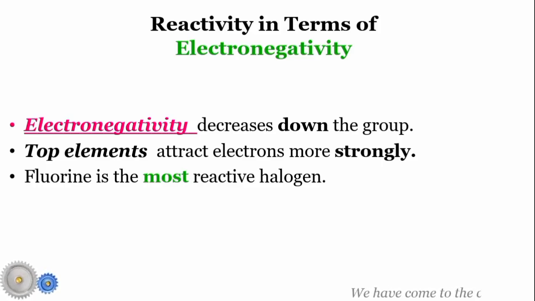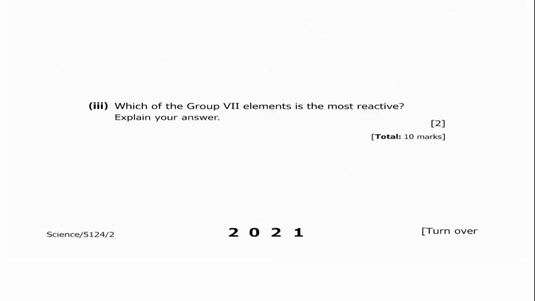To appreciate the importance of what we have learned, let us answer this question. And this question is coming from 2021 past paper. This question is question 3. Which of the group 7 elements is the most reactive? Explain your answer. The question is carrying 2 marks. So they want us to state the element which is the most reactive in group 7, and they want us to give the reason.